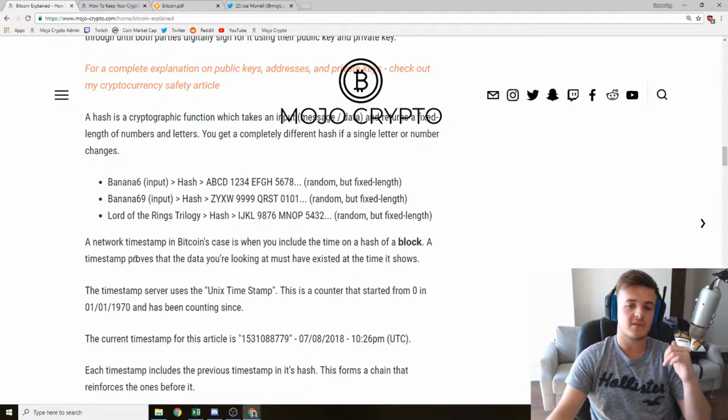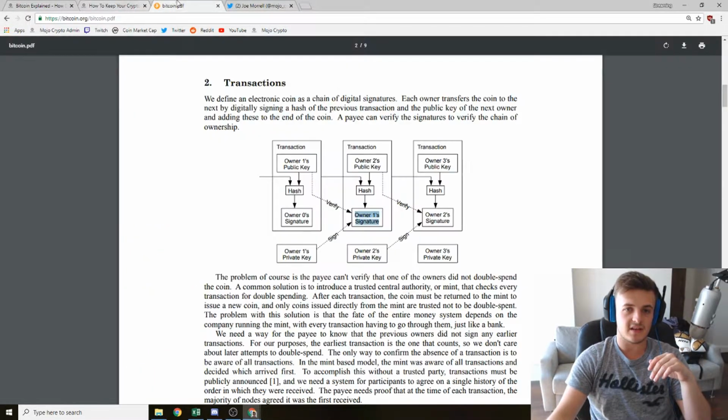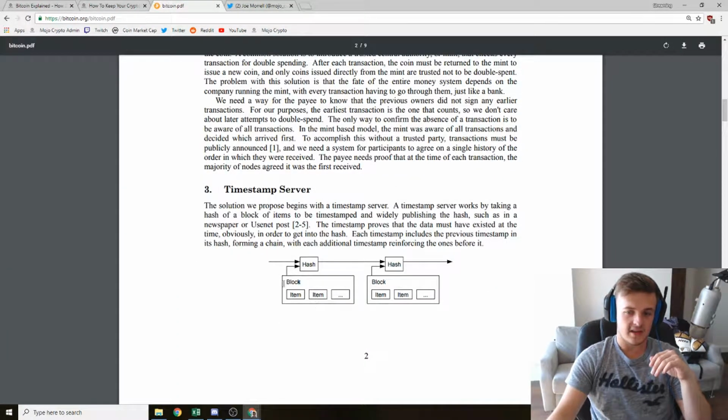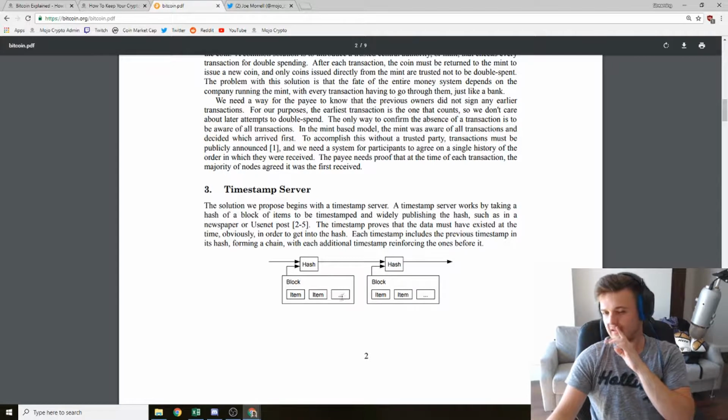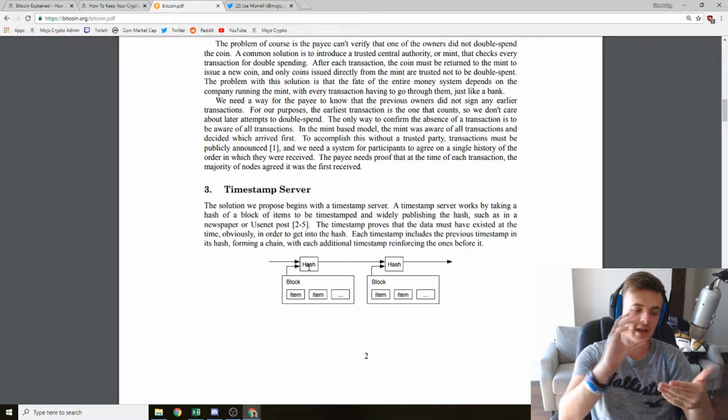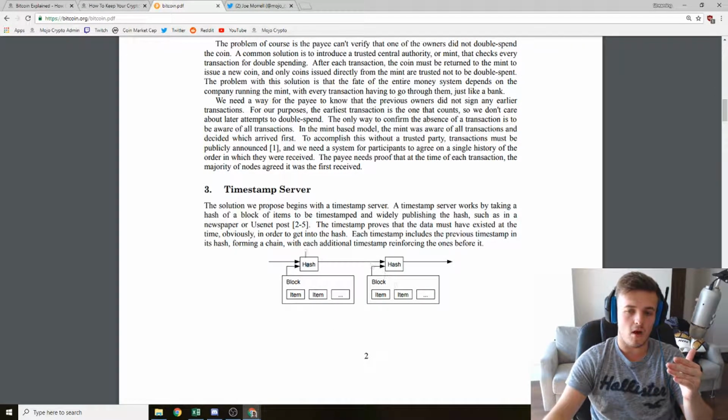So a network timestamp in Bitcoin's case, you can see it here actually. So this is your block. These are your transactions inside the block. So this is a transaction, this is a transaction, this is a transaction. A hashed version of all of this, so all the transactions inside this block, can be hashed and turned into a long string of numbers and letters. So that whole block gets turned into a hash, and then that next block gets turned into a hash.